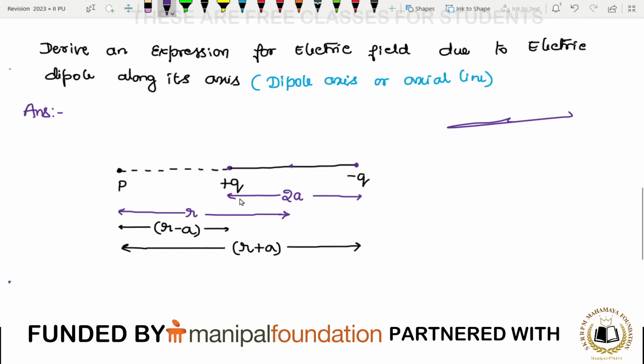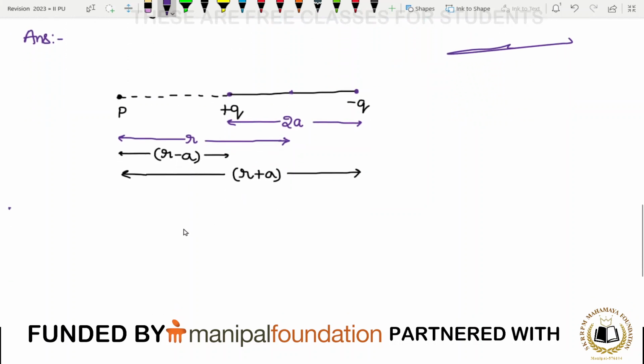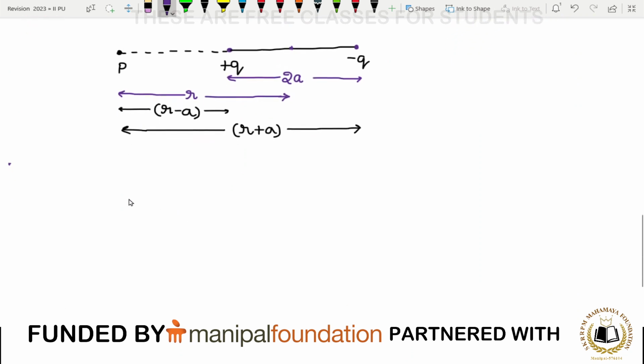Okay. So I'll start my derivation now. I'm going to apply electric field due to multiple charge concept. So I'll write here first: electric field at point P due to plus q is. So electric field, write the equation first. What is the formula for electric field? 1 by 4 pi epsilon naught q by r square is the formula.